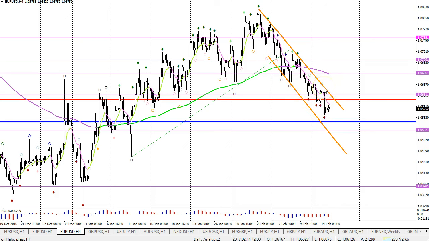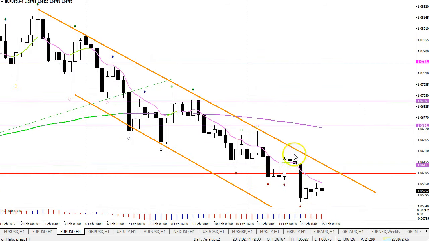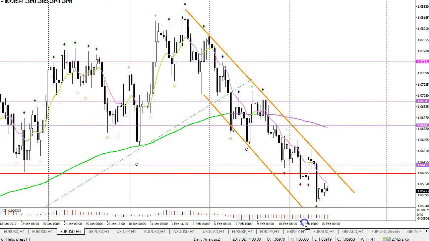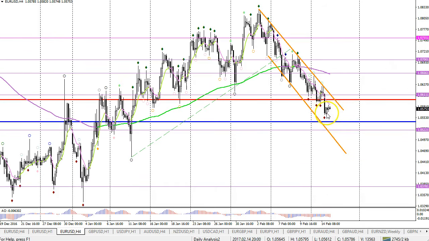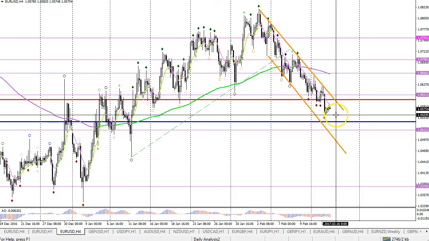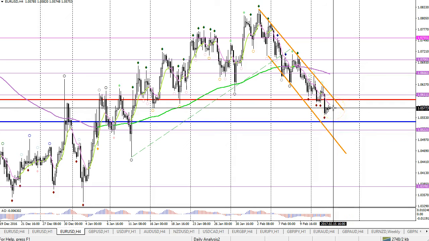Yesterday it tested the resistance, failed to break it, and bounced. We see that price action showed two bearish candles with wicks on top of that, so that could have been some potential for trades there, and price fell down to 105.50. My main target of this week was 105, and it has not yet reached that.